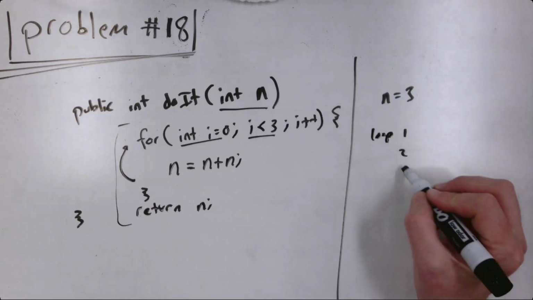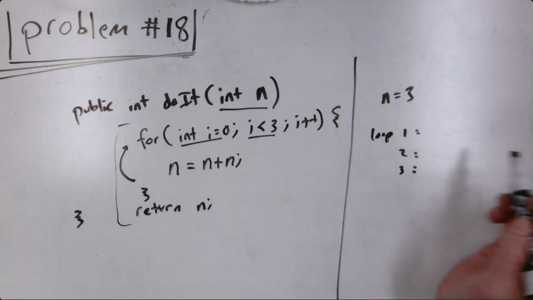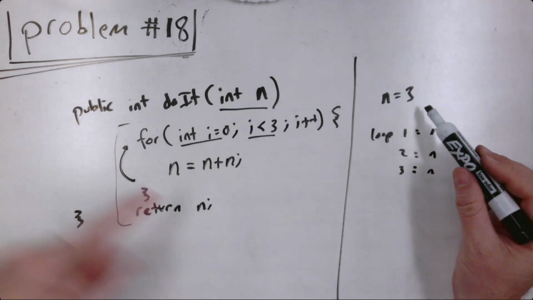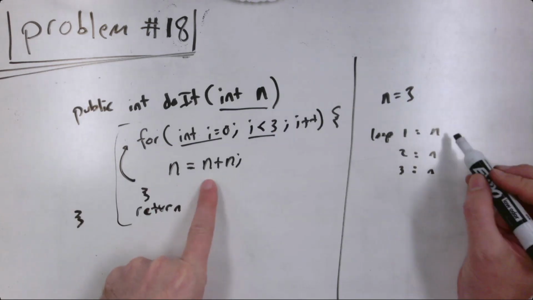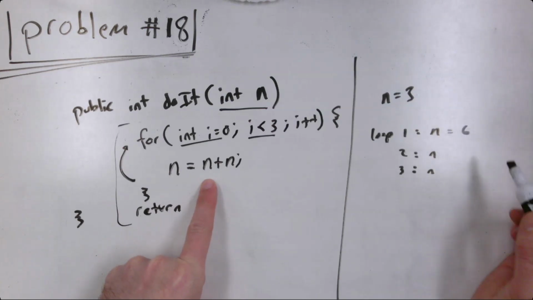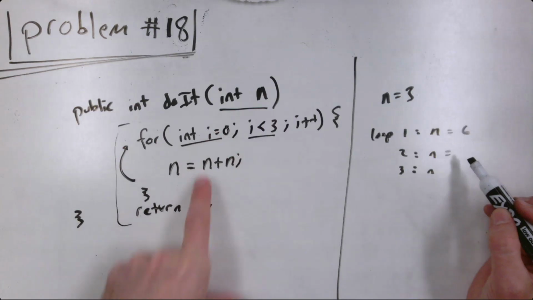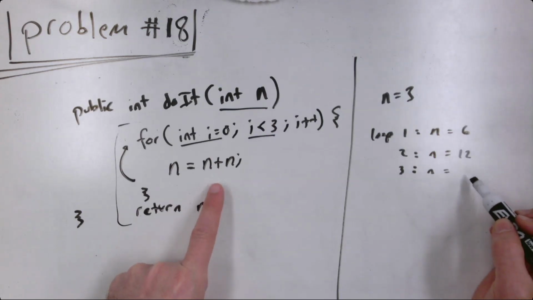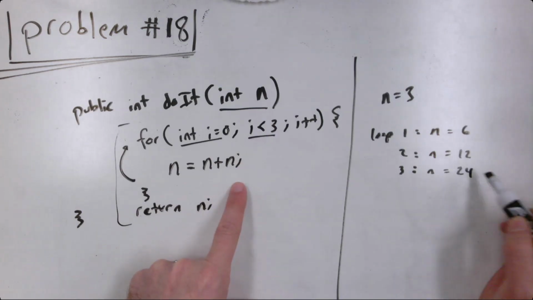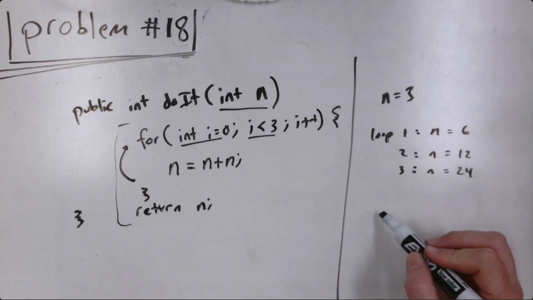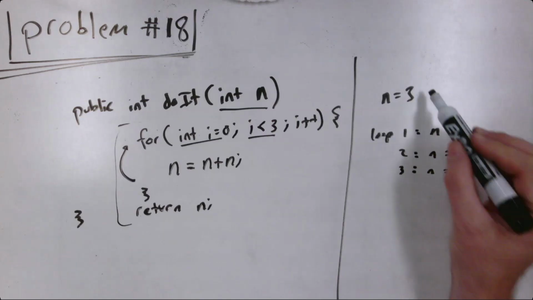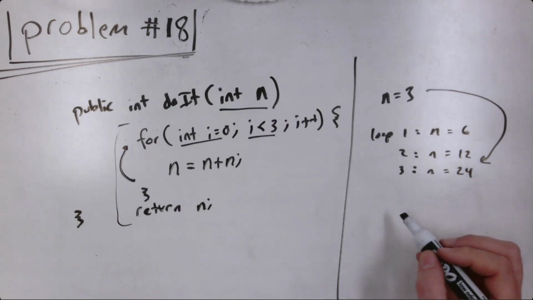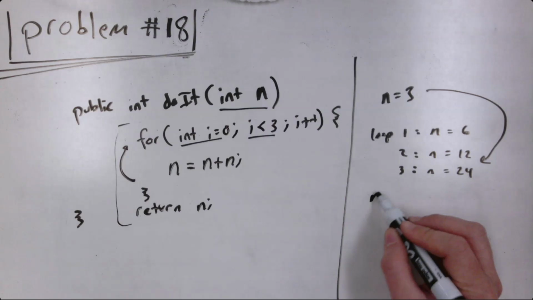Here, I'm going to notate it this way so we can keep track of what happens every single loop. So n starts out at 3. After the first loop, 3 plus 3 is 6. So n will be 6 after the first loop. And then after the next loop, 6 plus 6 is 12. And then after the next loop, 12 plus 12 is 24, and then we return n. So what did we really do? 3 turned into 24. Maybe it's not obvious what that actually did, so let's do it with another example.